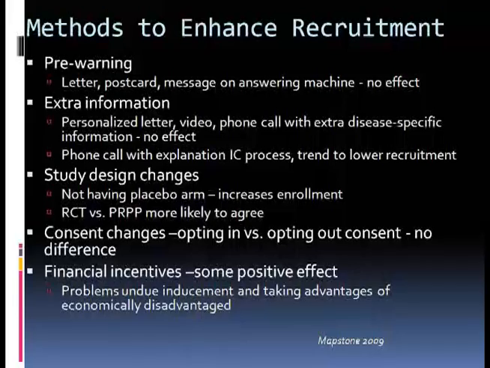Consent changes didn't matter, whether they had to sign in to participate or sign in not to participate. Opting in and opting out didn't improve recruitment. Also, depending on the design and the type of intervention that you study, you can get consent before randomization or after randomization. The timing of the consent, in terms of the timing of the clinical trial processes, didn't change much. And there is some positive effect from financial incentives, but of course we can run into ethical issues.